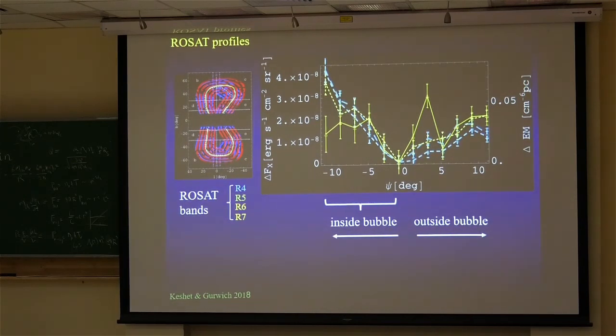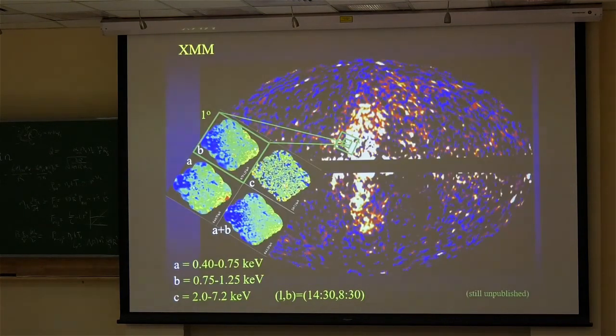I should have mentioned maybe when I was showing the XMM data here that you don't see anything when you go to 1 keV. So we already knew that the gas is not that hot, but you do see it around 1 keV. It's not much above it.